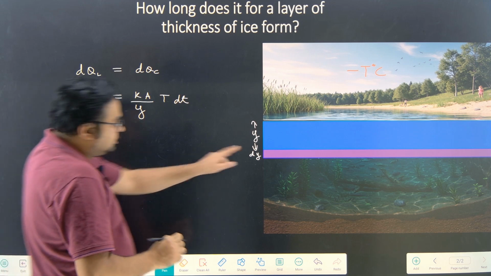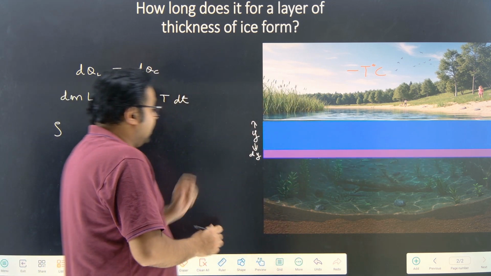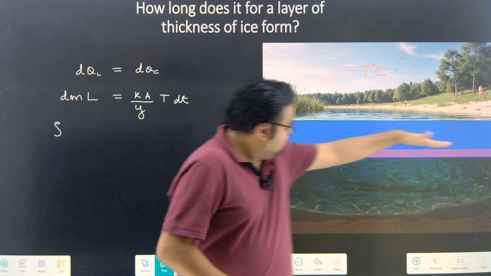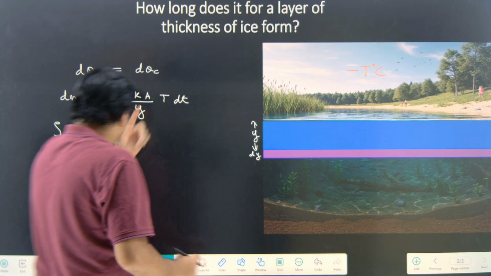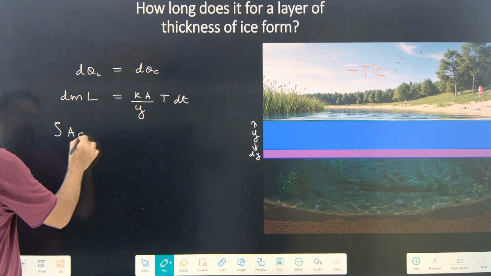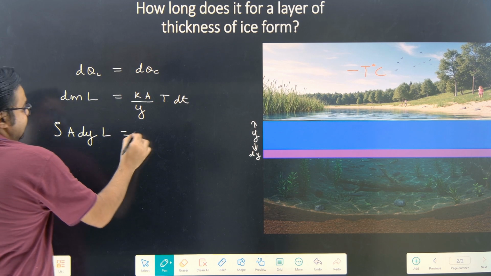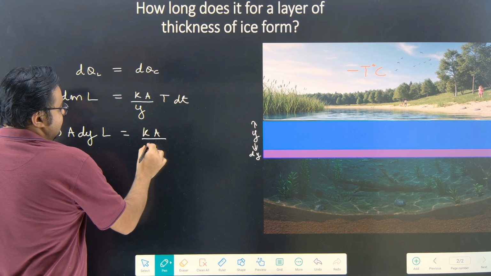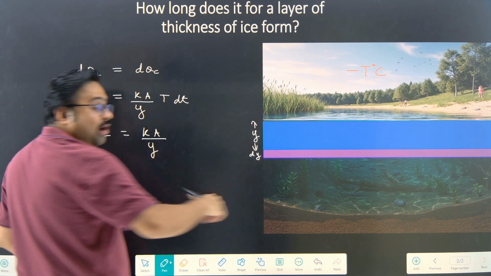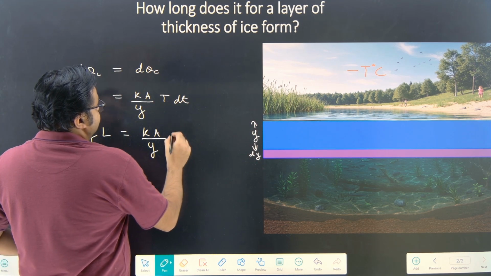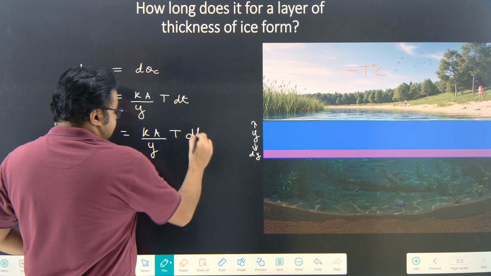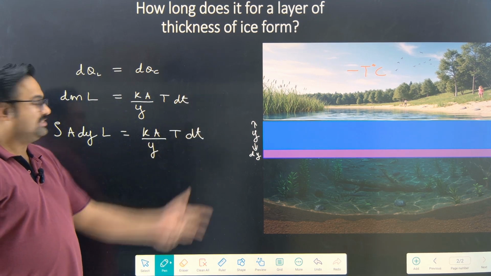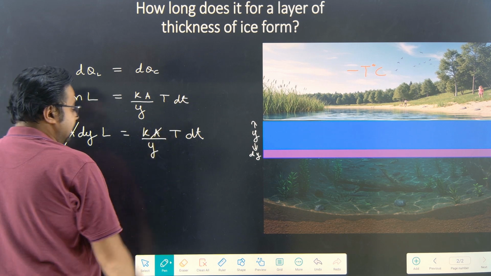The volume of this thickness of ice that has just formed can be written as area multiplied by dy. So I shall write it as A into dy into the latent heat, equal to the thermal conductivity of ice multiplied by the area of the lake divided by the thickness of ice already formed, and the temperature difference is T, and the time it has taken for all of this to occur is dt. We have A and A getting cancelled.